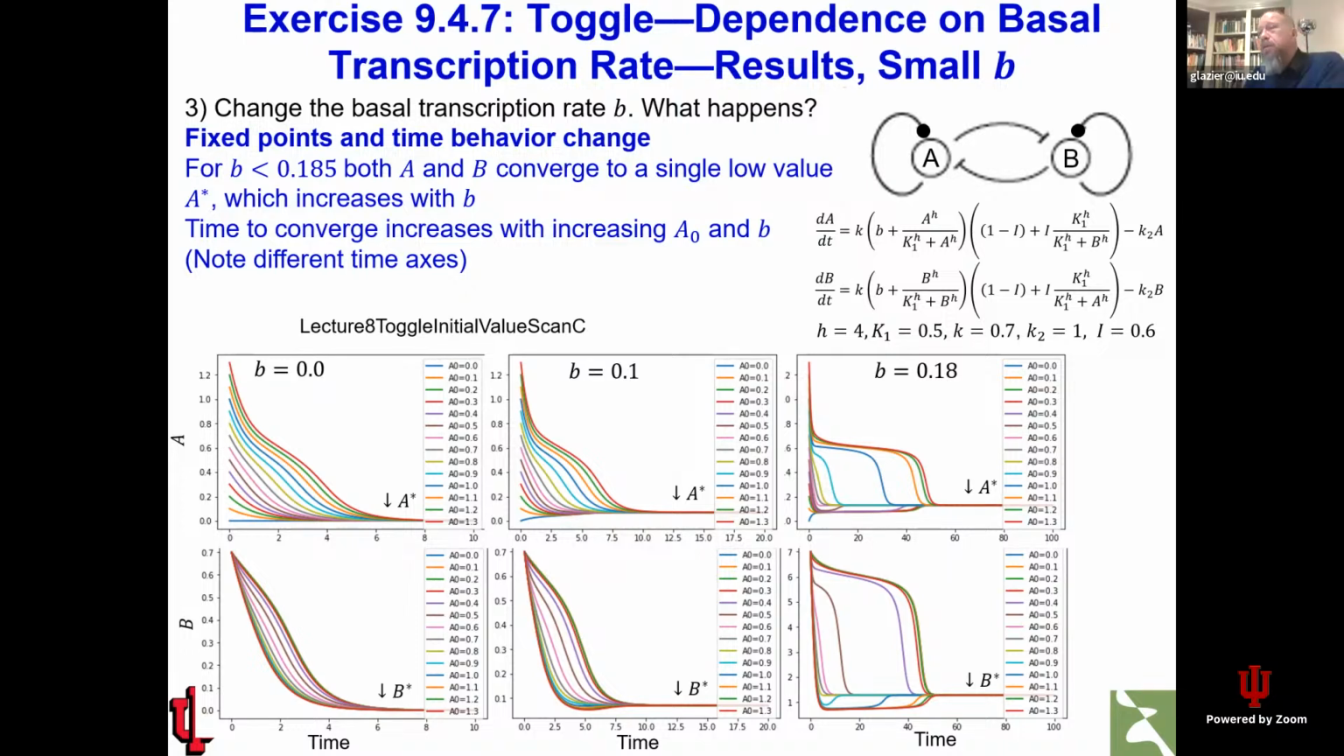Now, what's a little bit interesting here when you get it to run is that in this case, both A and B go to low values. You don't have enough basal production to make anything work.